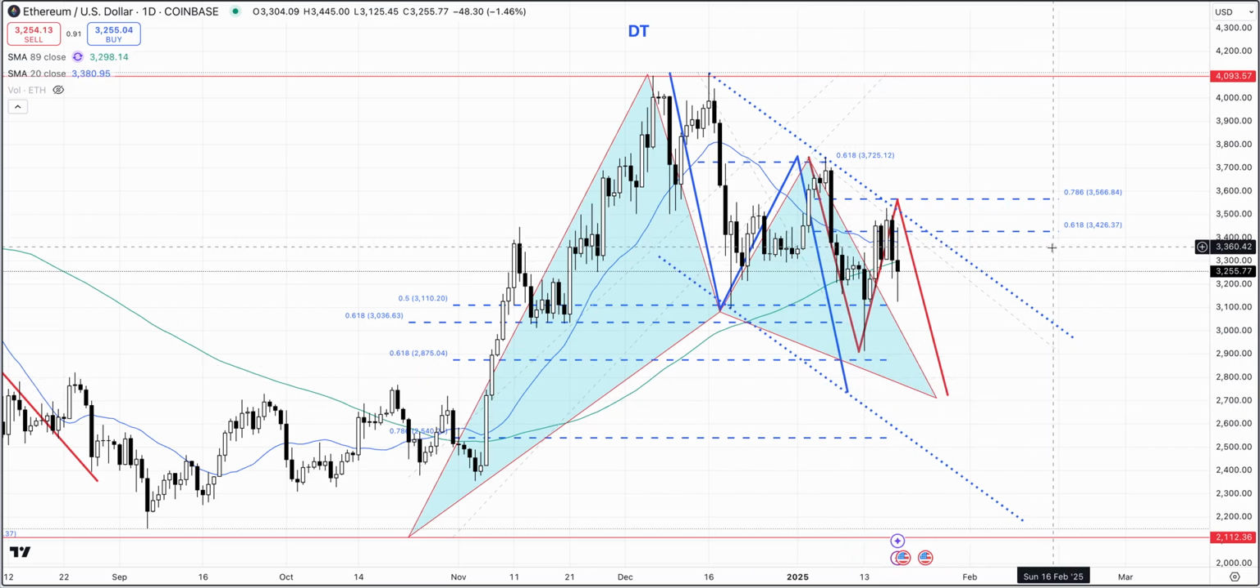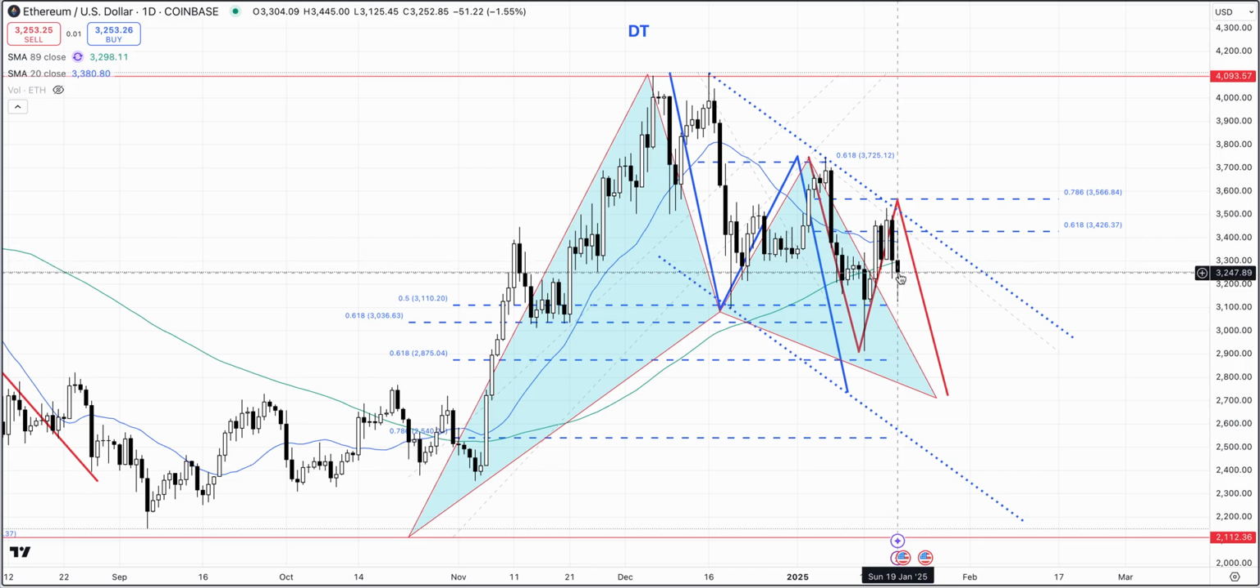But right now it has found resistance. It had already put in a bearish candle on Saturday. Now it is putting in another bearish candle, but the day is not closed yet, but it took out the lows of yesterday. So something to watch with Ethereum. So I think I've covered the main three cryptocurrencies right here.